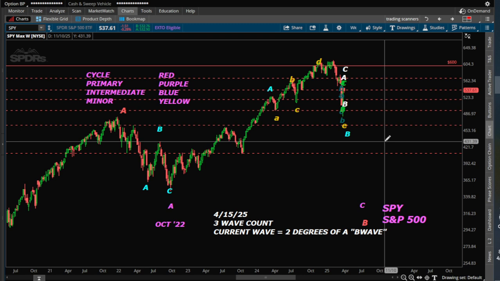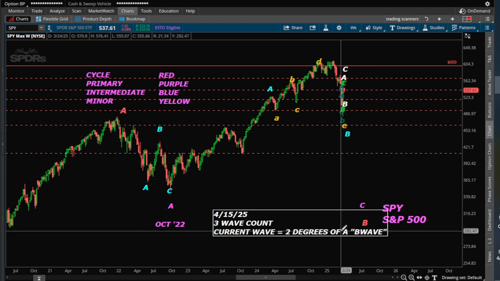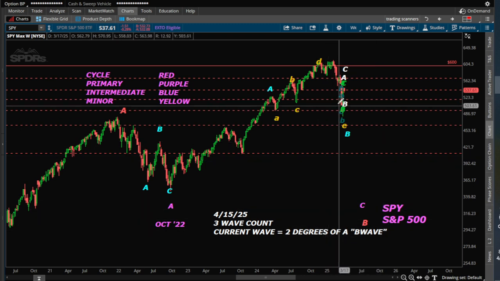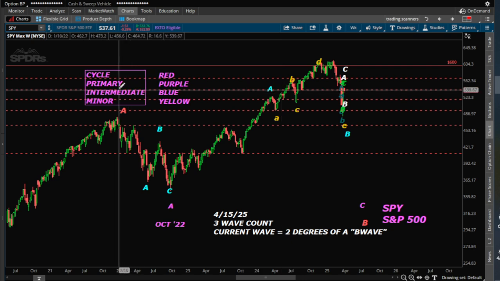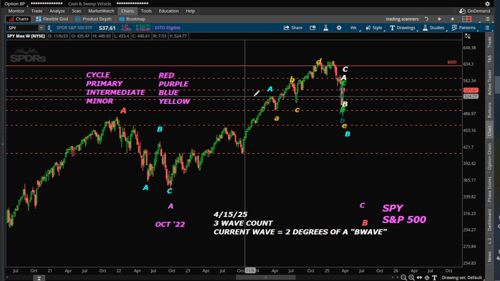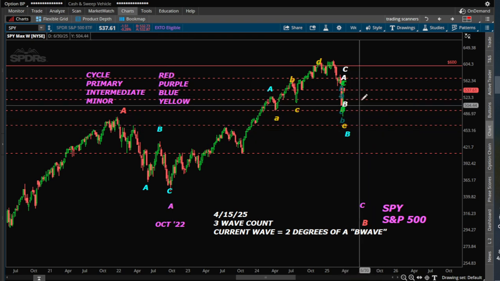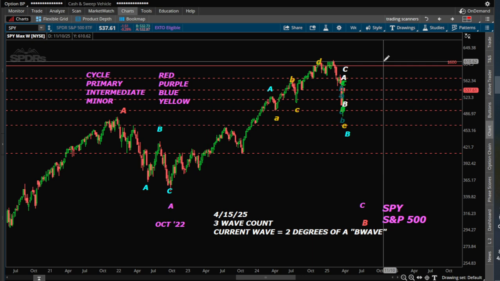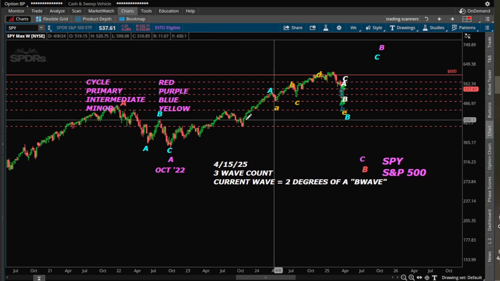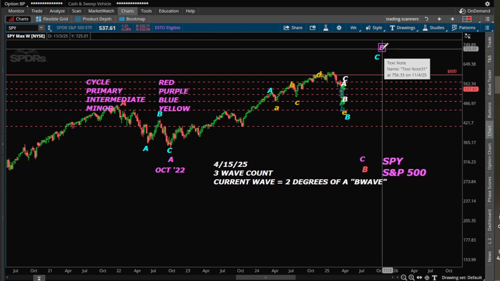So technically, I think we've completed the intermediate triangle, this B. So I think we're about to start a C of B, the one in purple, to complete our B wave.